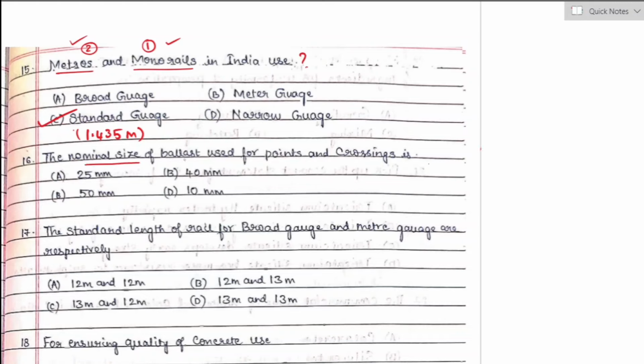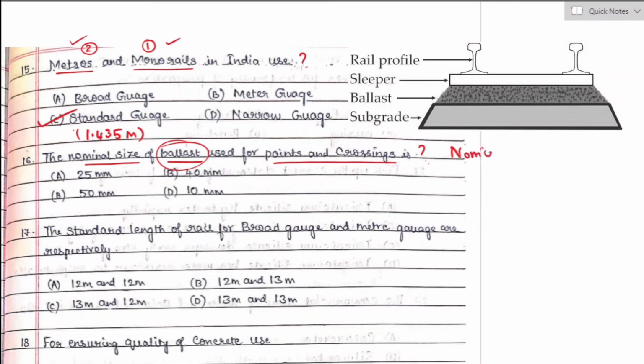Question number 16. The nominal size of ballast used for points and crossing is. Ballast sections are used to hold the sleepers and convert live load to uniformly distributed load. So as per IRC, the nominal size of the ballast section for points and crossings should be 25 mm. Option A is the right answer. And if wooden sleepers are used, the size of the ballast would be 50 mm. And in case of metal sleepers, the size of the ballast would be 40 mm.